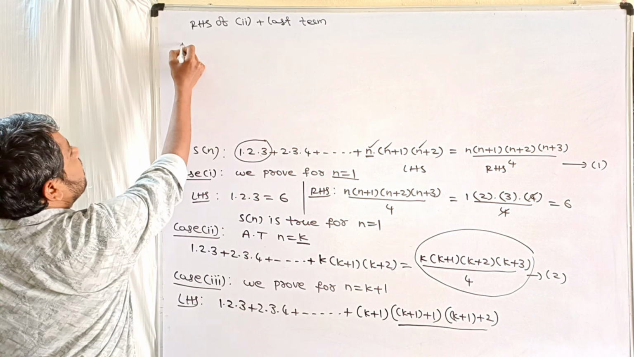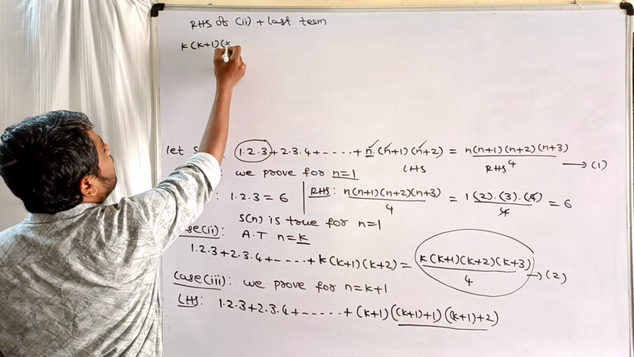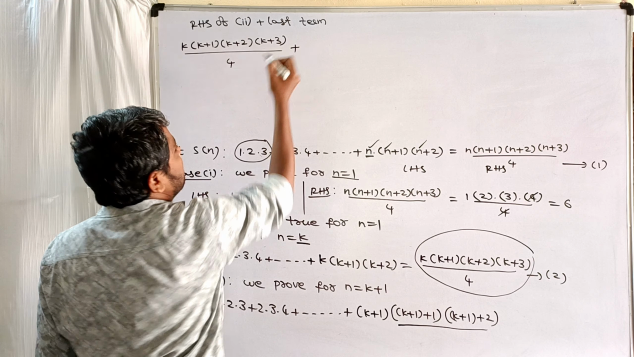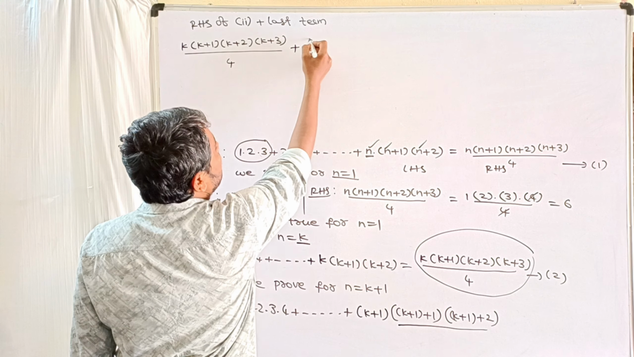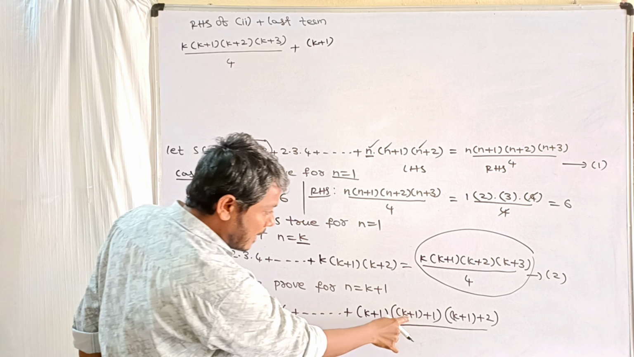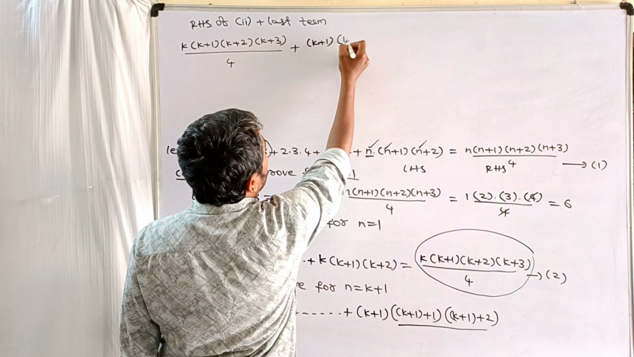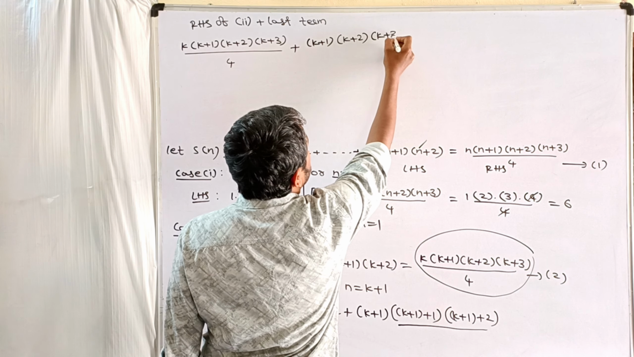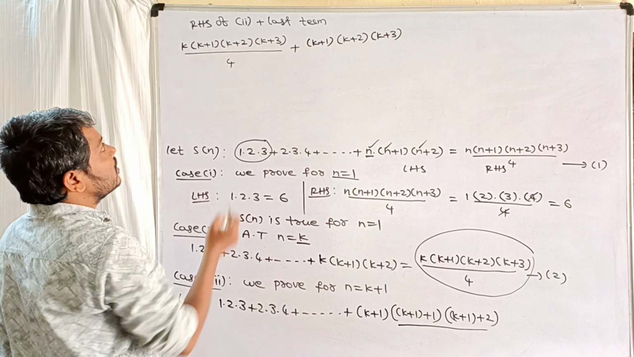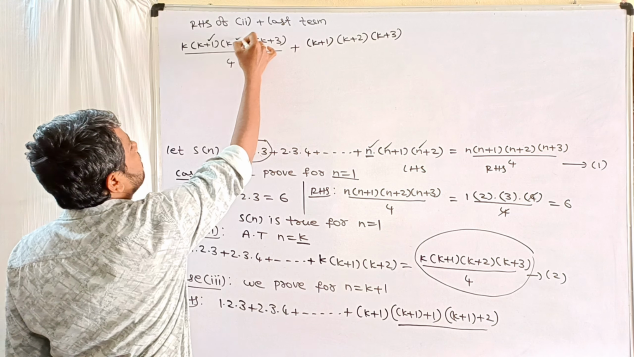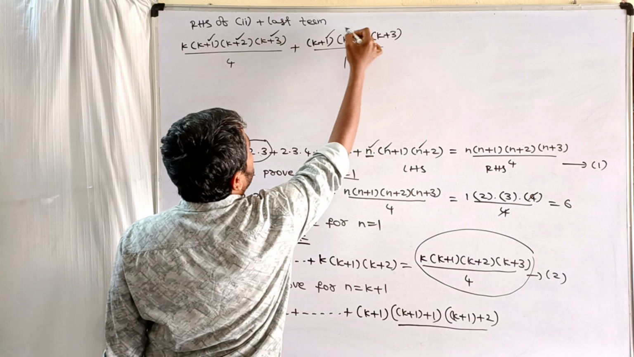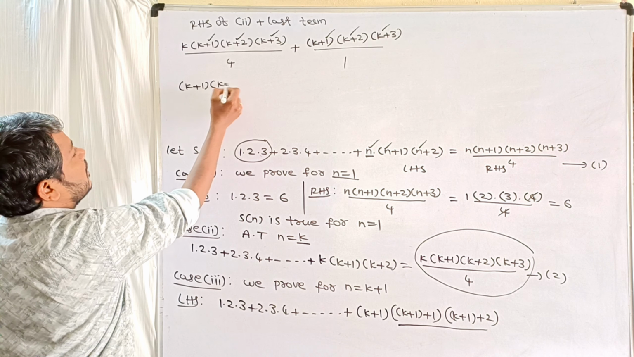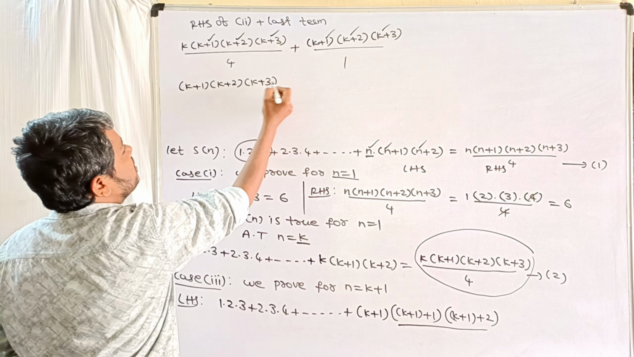This one only. That is k into k plus 1, k plus 2, k plus 3, which is divided by 4, plus what is the last term? This one: k plus 1, k plus 1 plus 1, that is k plus 2. Next, k plus 1 plus 2, that is k plus 3. Now clearly, from these two terms, k plus 1, k plus 2, k plus 3 is common.